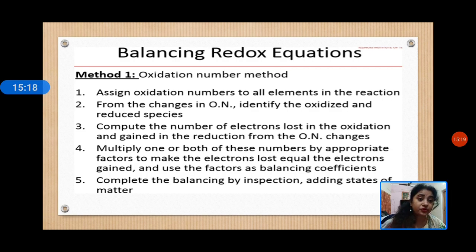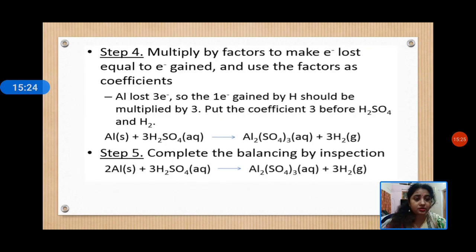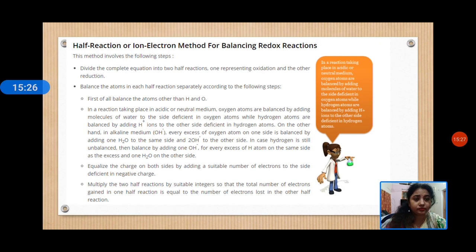Next is, don't get confused between the oxidation number method and the next, the half reaction or ion electron method. Okay, let's see the second method by which we can balance the redox reaction. In your book, it is given that in this method, the given reaction is split into two half reactions. Whatever reaction is given, we have to split it into two halves. Into two halves, it means that one will show the oxidation and the other will show the reduction.